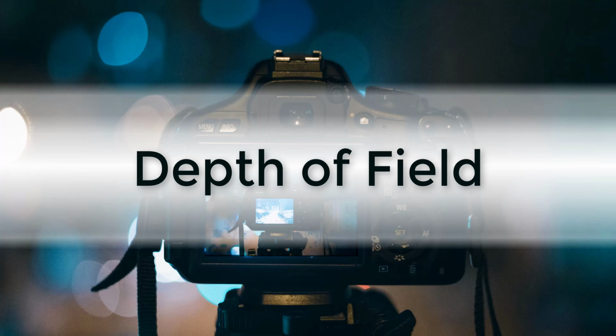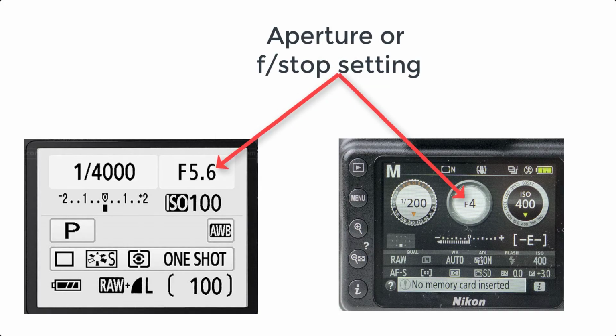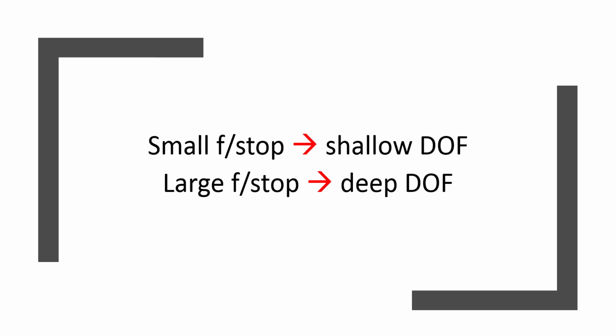In this video, we will discuss depth of field. Depth of field refers to the amount of things that appear sharp in your frame, in front and behind of your focus point. You can change the depth of field of your picture by modifying the aperture or f-stops of your camera. Before we go further, here's the rule of thumb for f-stops and depth of field.